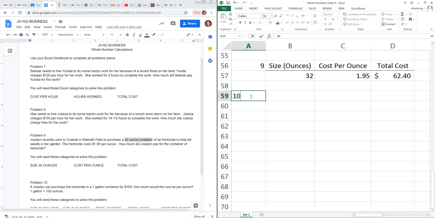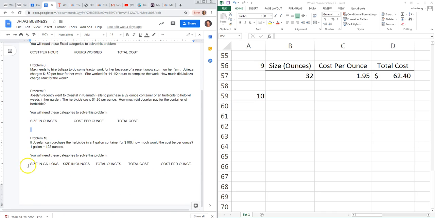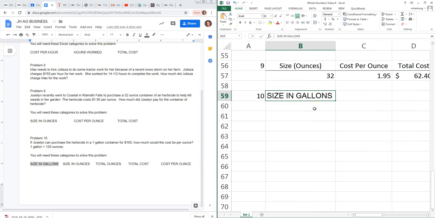Problem 10. You have these categories to put in. Let's see if we can do this. Select the text. Shortcut for copying is Control-C. There's our first category right there. Yes, we can. Now, it's taking up a little bit of space there, so what we can do is come up here and just make this a little bit wider.